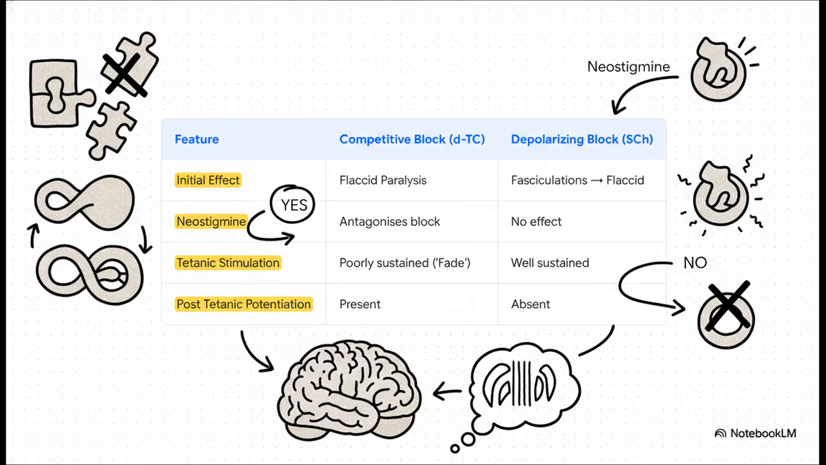Now look at the right, the depolarizing blockers, like succinylcholine. These are agonists, so what do they do? They first activate the receptor, which causes those little initial muscle twitches you see. We call them fasciculations. It's only after this initial kick that they cause paralysis by keeping the receptor stuck. And this one difference explains everything else in this table. Look at neostigmine. It reverses the competitive block, but it does nothing for the depolarizing one. This is a classic Viva question, so make sure you understand why.